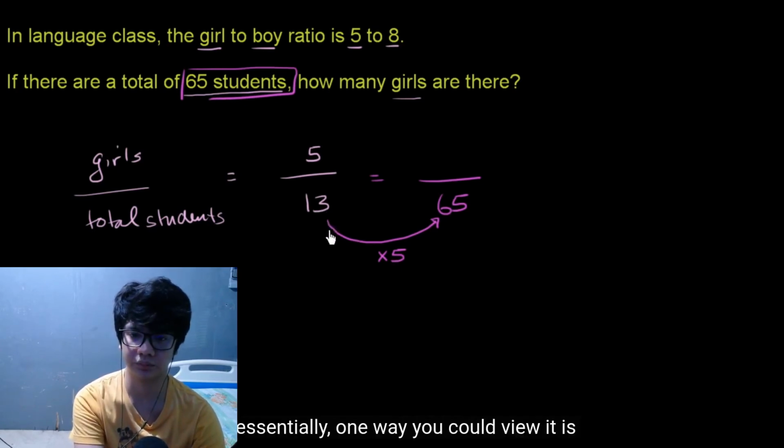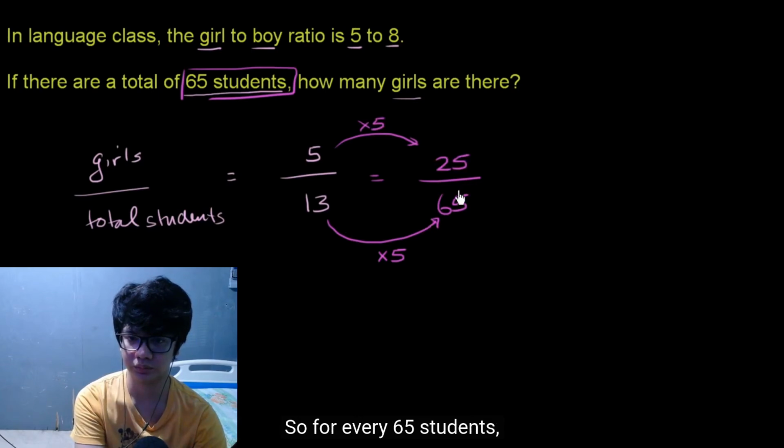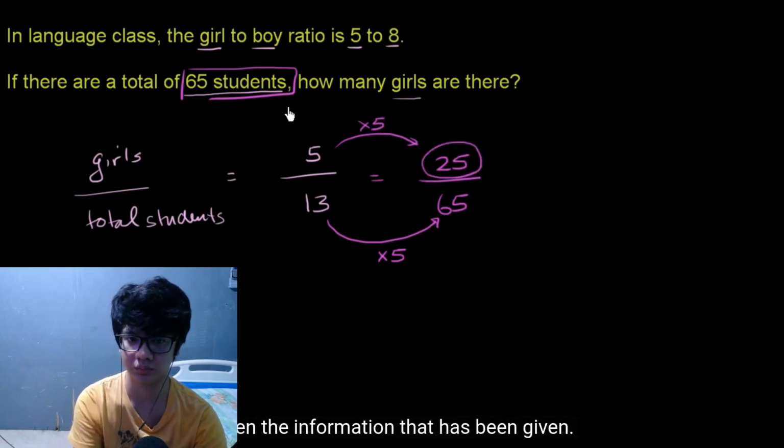So essentially, one way you could view it is you have 5 groups of 13. So if you have 5 groups of 13, each of those are going to have 5 girls. Multiply by 5, you're going to have 25 girls. So for every 65 students, you're going to have 25 girls, given the information that has been given.